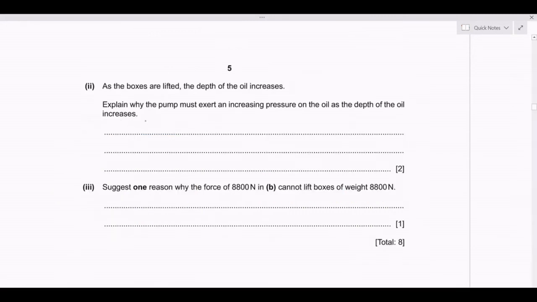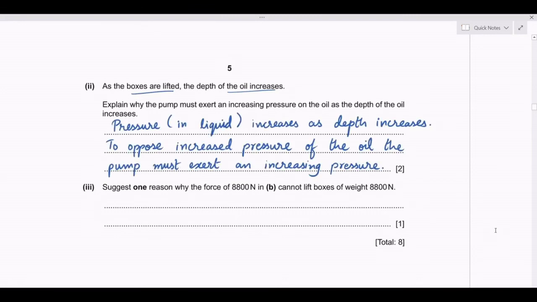Part 2. As the boxes are lifted, the depth of the oil increases. Explain why the pump must exert an increasing pressure on the oil as the depth of the oil increases. Okay, so the answer to that is that pressure in liquid increases as depth increases. To oppose increased pressure of the oil, the pump must exert an increasing pressure.